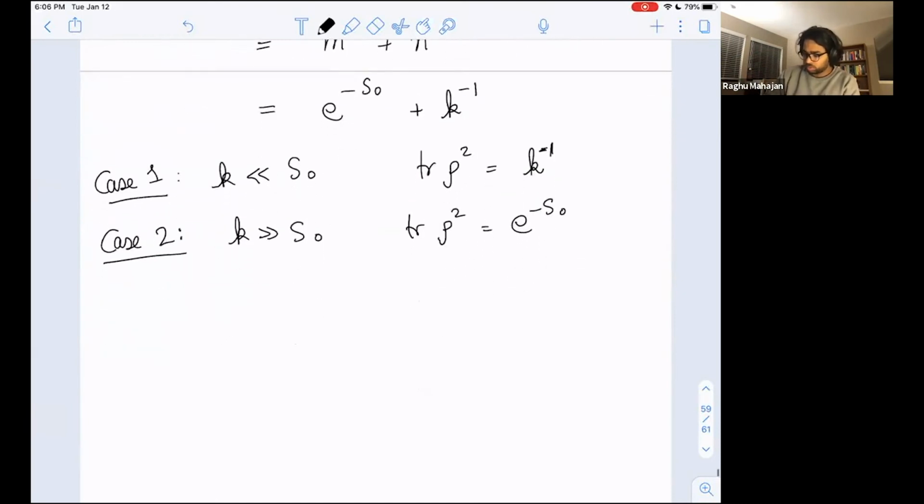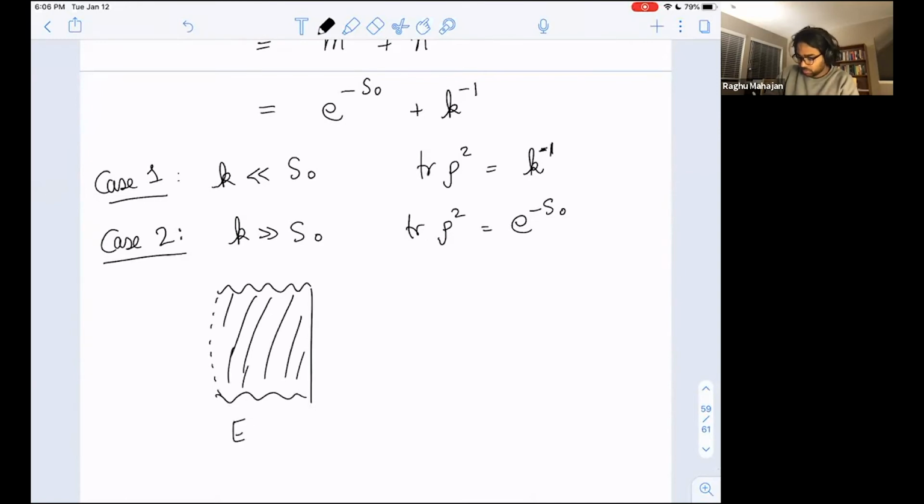Okay, so just to draw what the island looks like. In case 1, we have this end of the world brane, and the entanglement wedge of the black hole is the whole thing. There's a horizon here, but everything inside the horizon and outside the horizon belongs to the black hole. And this is case 1.